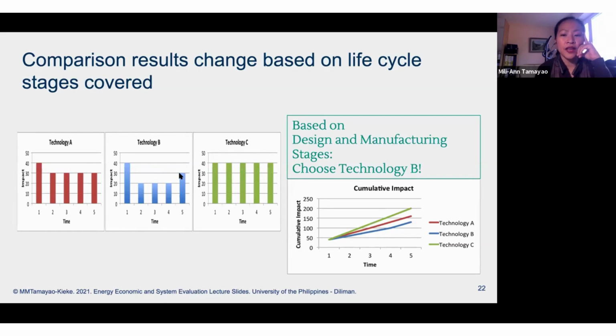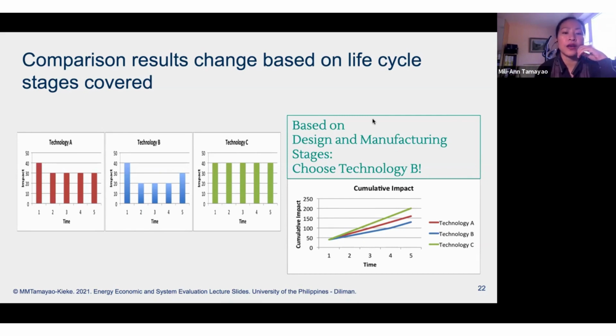Pinakamaganda si technology B, right? Okay, just to make it clear, if you don't do a life cycle study and you focus on only one stage because that's the most popular or the most accessible to your mental framework, because that's what you're familiar with, then you might make the wrong conclusions.